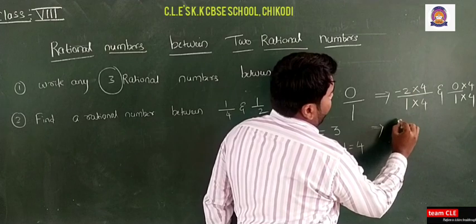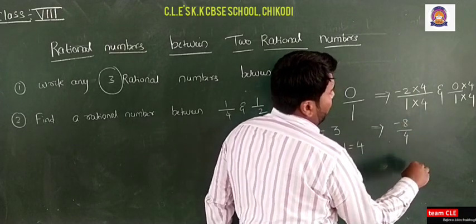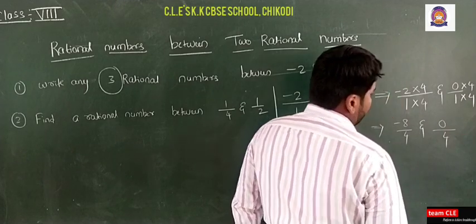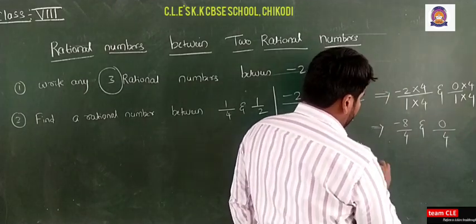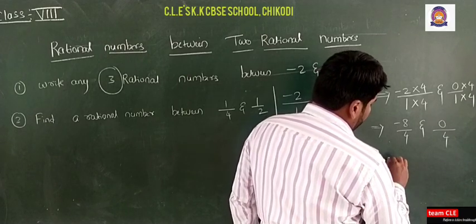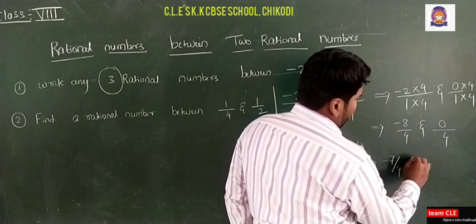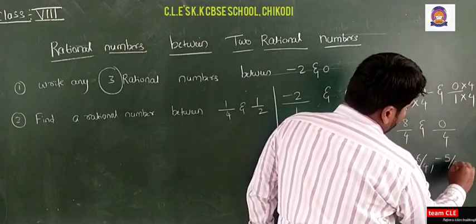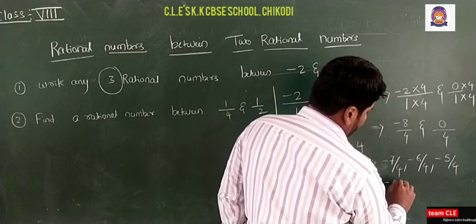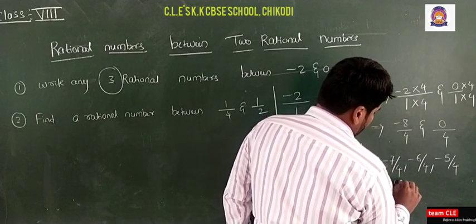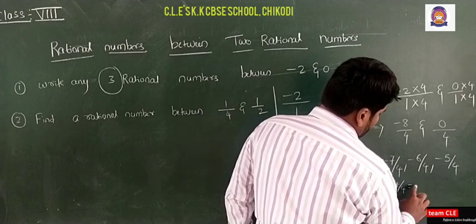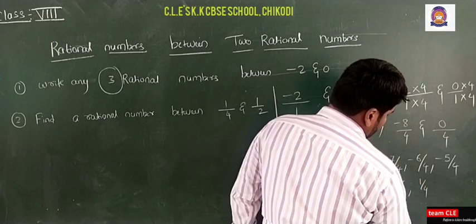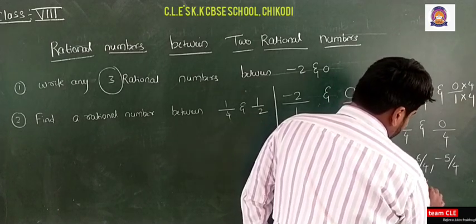Minus 4 2s are 8, that is minus 8 by 4, and it is 0 divided by 4. So 0 divided by 4 is 0 only. So just write the rational numbers which are remaining: minus 7 by 4, minus 6 by 4, minus 5 by 4, and minus 4 by 4, which is equal to minus 1, and next we are having minus 1 by 4 and 0 by 4.